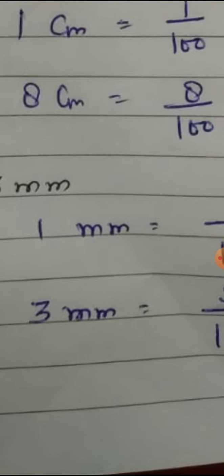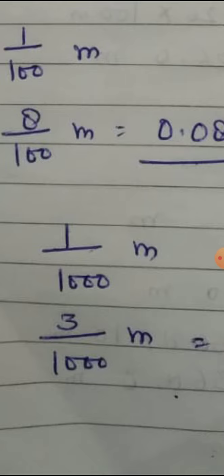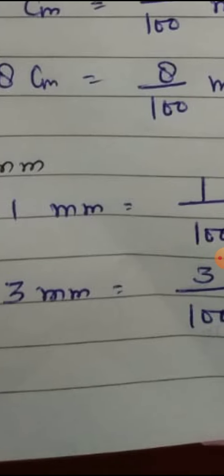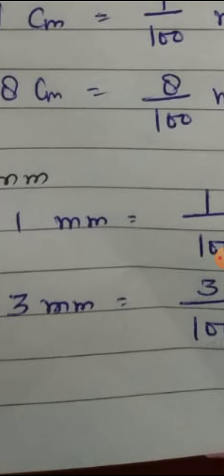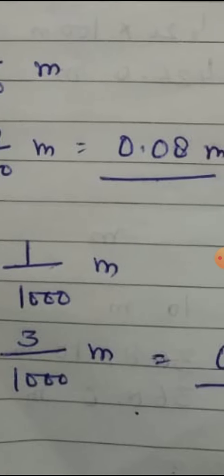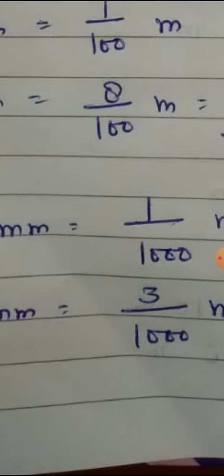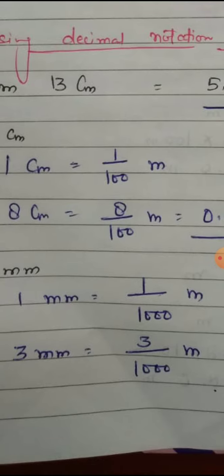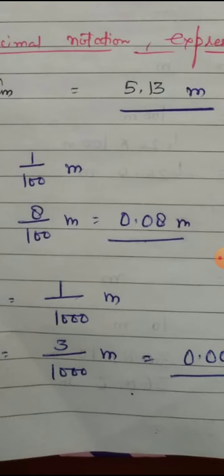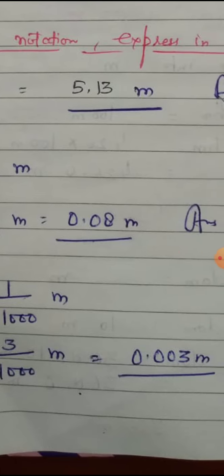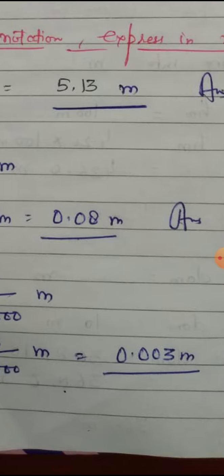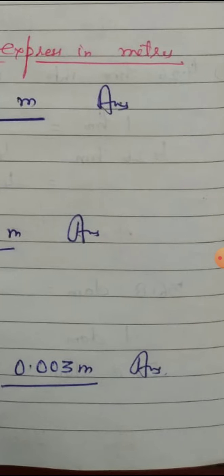1 millimeter is equal to 1 upon 1000 meter, because you very well know 1 meter is equal to 1000 mm. So when you are putting mm on the left hand side and meter on the right hand side, means you are going to convert millimeter into meter. Then 1 millimeter is equal to 1 upon 1000 meter. 3 millimeter is equal to 3 upon 1000 meter. Again convert it into decimal form. There are 3 zeros on the denominator side, so we will write the number up to 3 places: 0.003 meter. This is the answer.